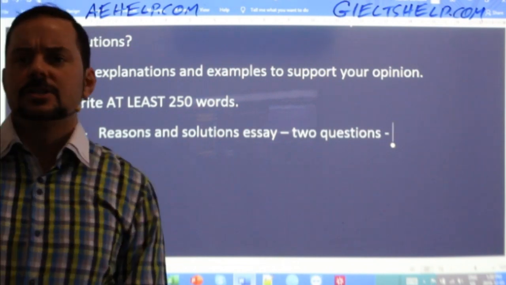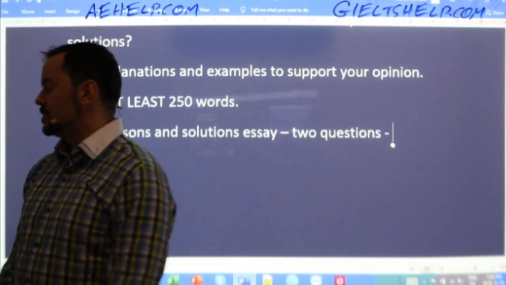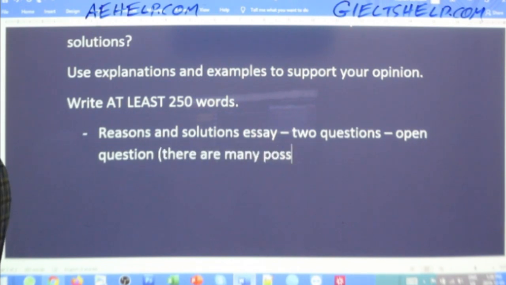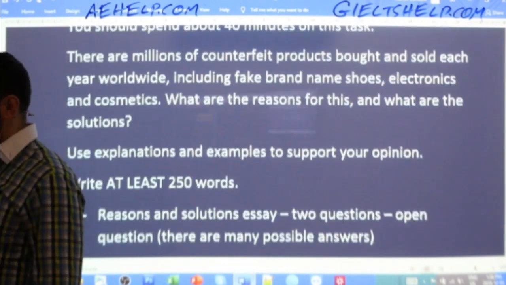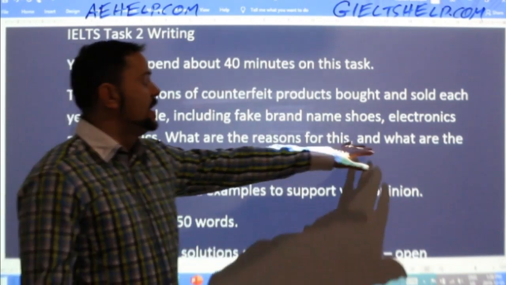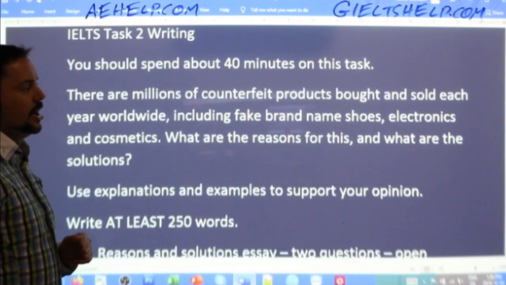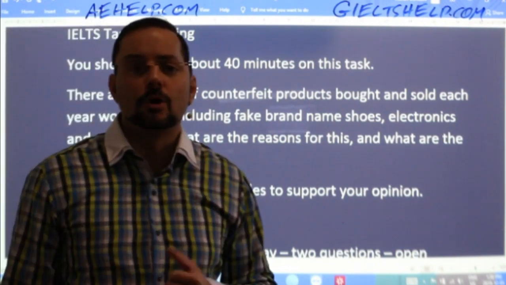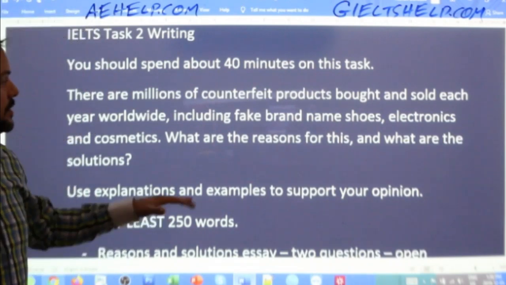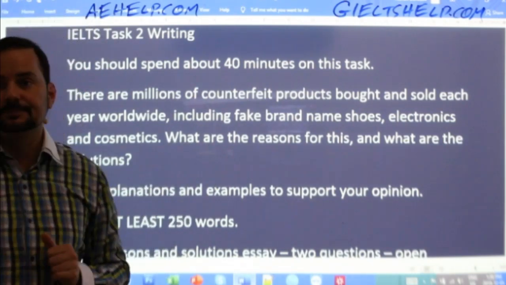Yeah, it's a cause and solution, Hassan. It is also what's called an open-ended question or an open question. Okay, open question means there are many possible answers. So when you have this kind of open question, like what are the reasons for this and what are the solutions, what do you have to do? What's an important strategy to keep in mind when you're dealing with an open-ended question?